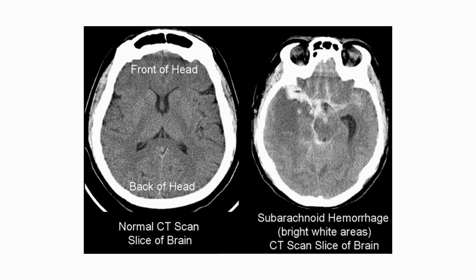Now, on the left side is a normal CT of the brain, and on the right side you see the suprasellar cistern and the circle of Willis where blood has accumulated, and it is subarachnoid hemorrhage.